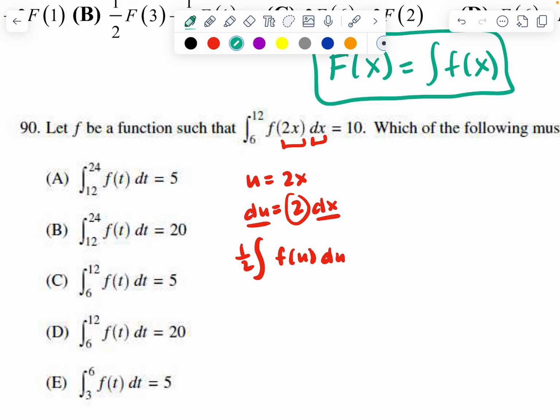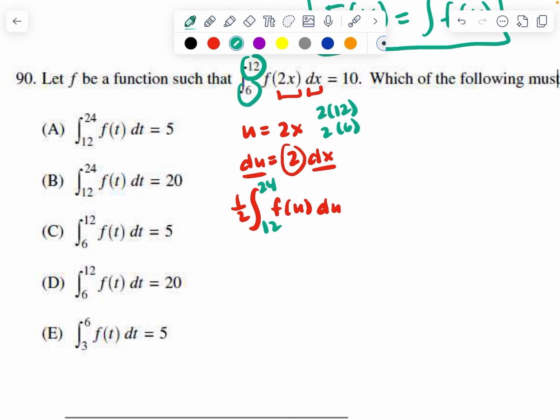Now let's change our boundaries again. So if x equals 12, I'm going to get 2 times 12. My upper bound is 24. And if x equals 6, 2 times 6, that's going to be a lower bound of 12. So right off the bat, I know that these guys cannot be right because they have the wrong boundaries. Okay, but what does all this equal? It says it equals 10.